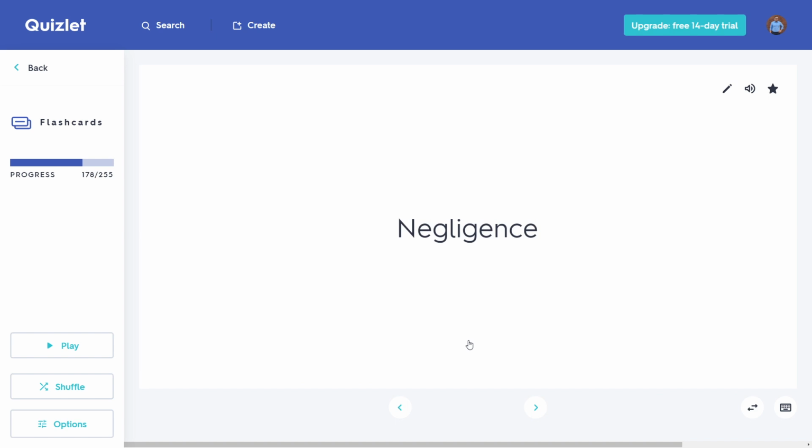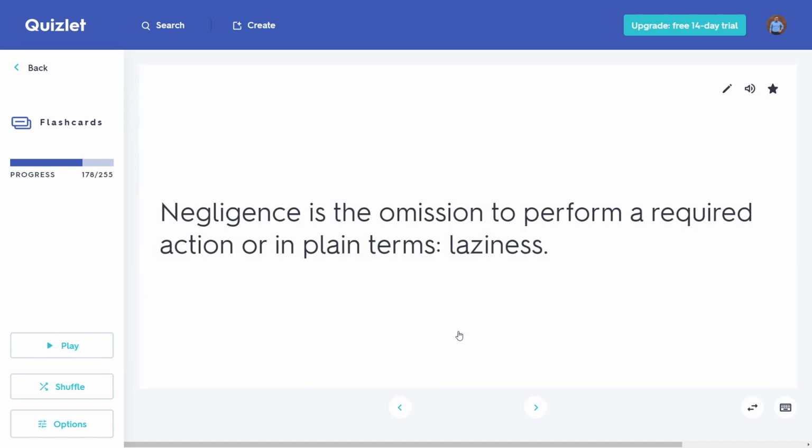Okay, negligence. So this is different than negative fraud slightly. So here's a couple opportunities for you guys to think this one over. Okay, so what's negligence? Well, negligence is the omission to perform a required action, or in plain terms, laziness. So, while with negative fraud we were talking about lying through omission, negligence is just not doing it.